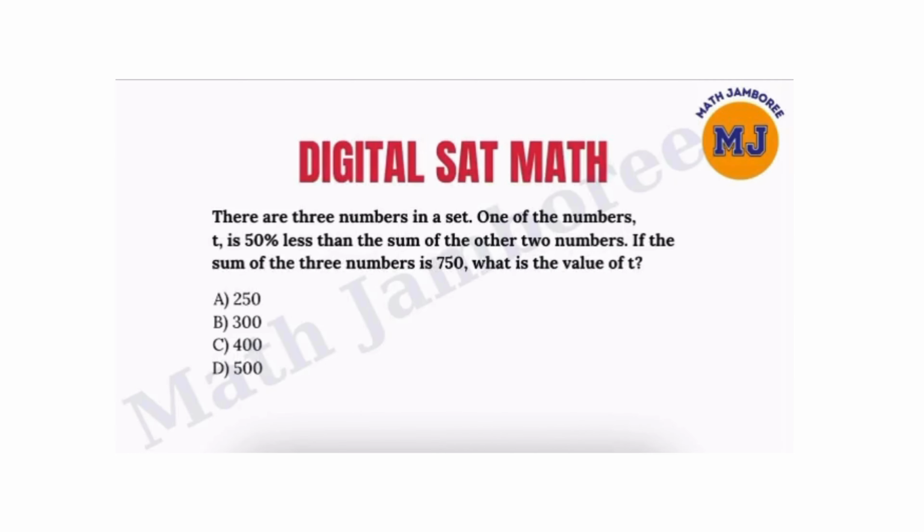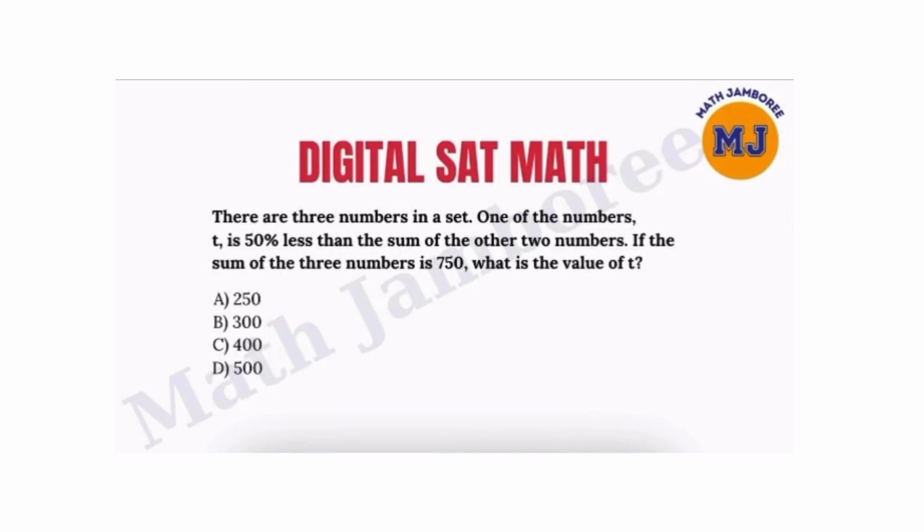Today we have another digital SAT type of question in the topic of percents. Let's dive into it. There are three numbers in a set. One of the numbers, t, is 50% less than the sum of the other two numbers. If the sum of the three numbers is 750, what is the value of t?